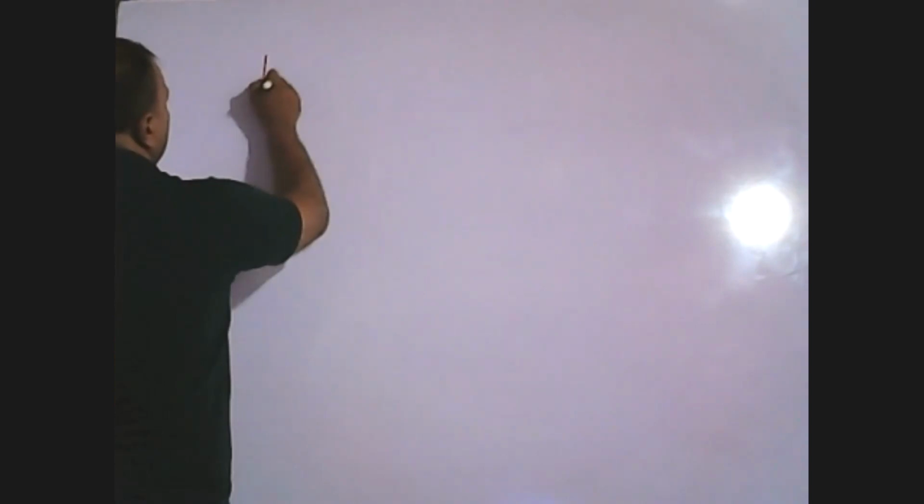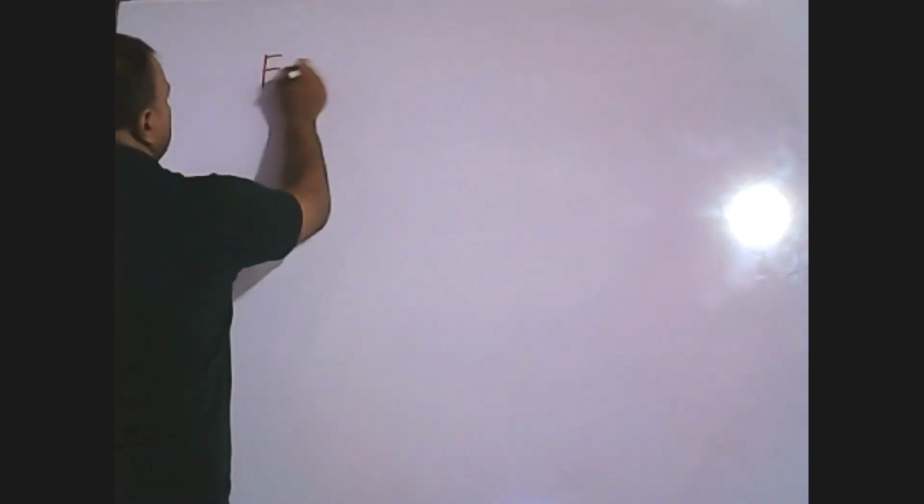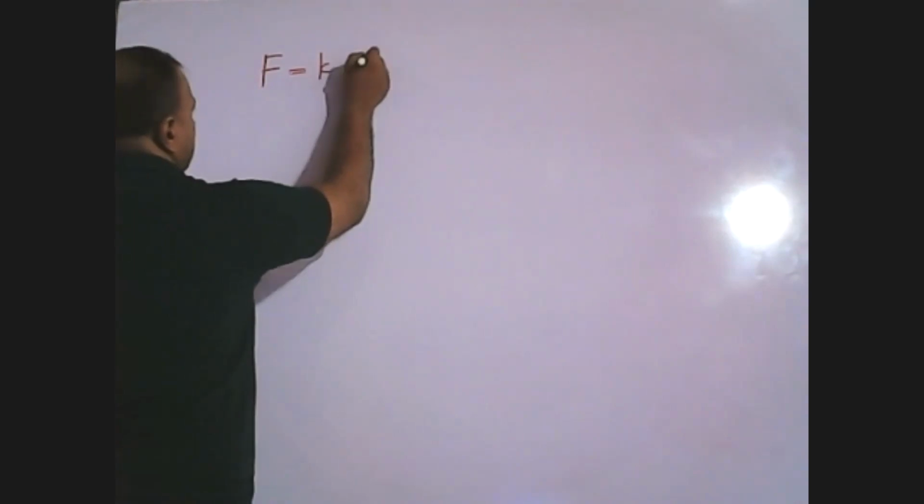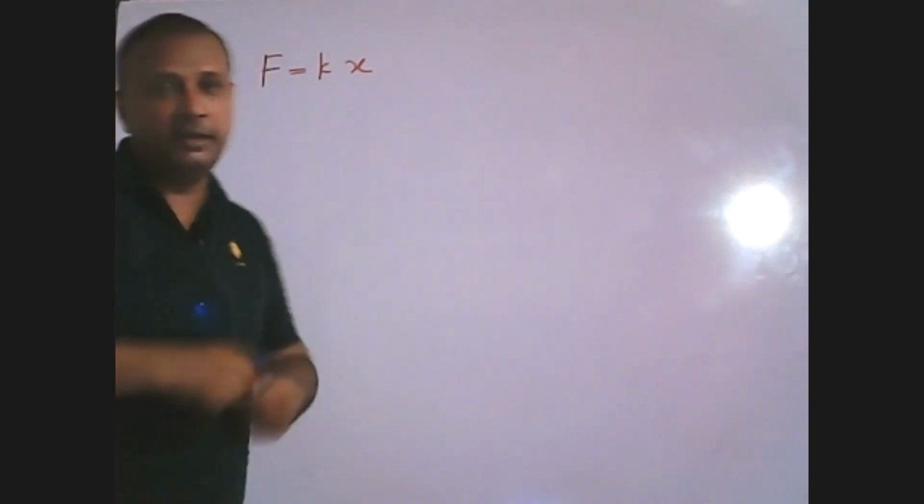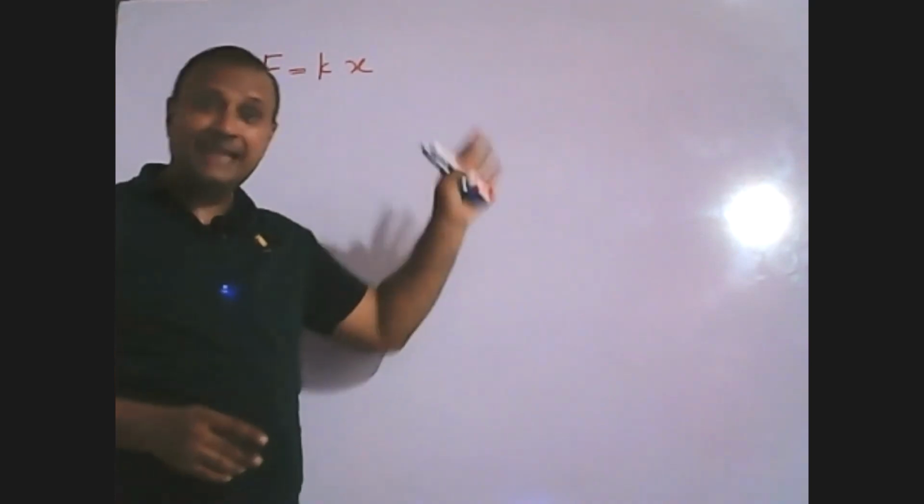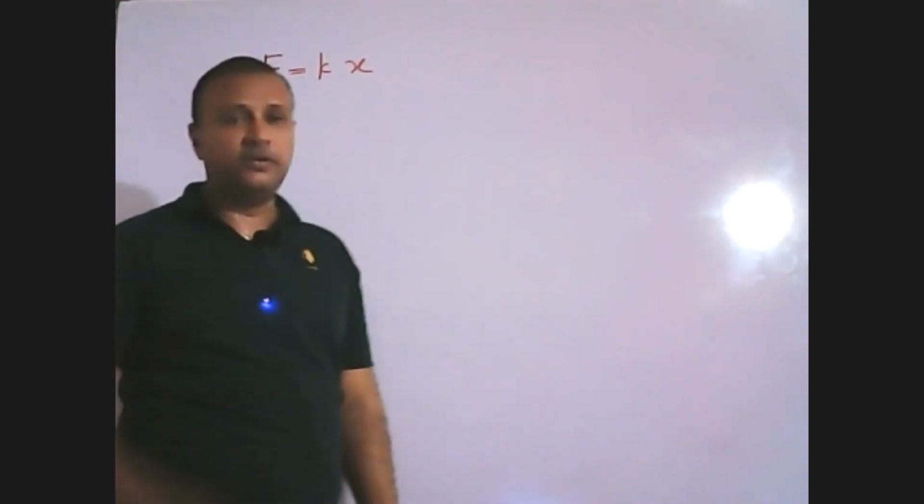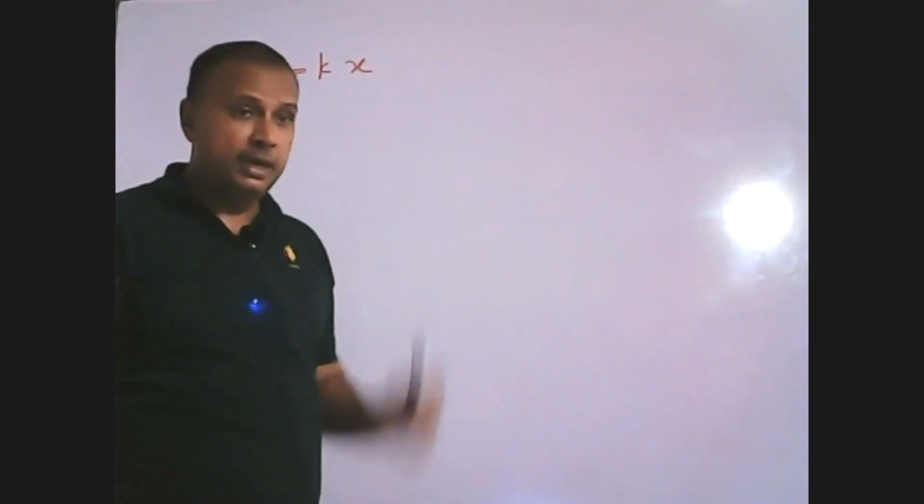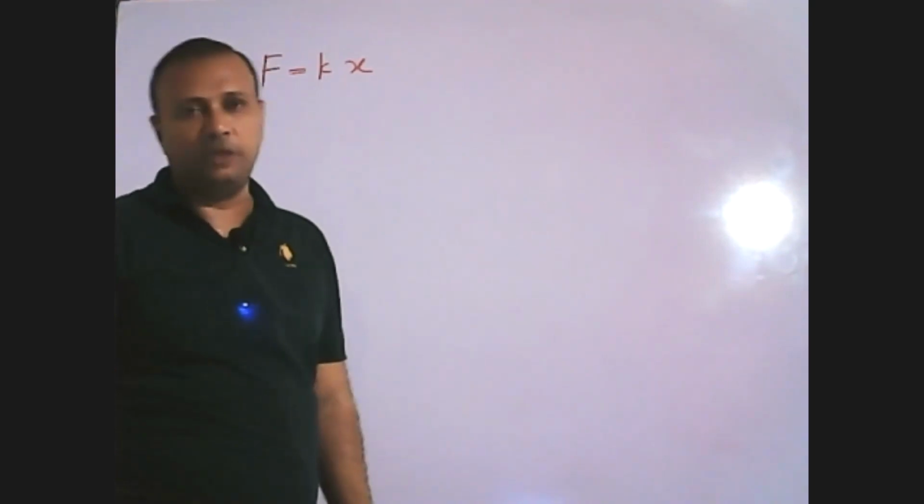Suppose we are given this kind of equation, F equals kx. I think we know this equation now. They said F is a force and x is a displacement. If F is a force and x is a displacement, find the dimension of k.